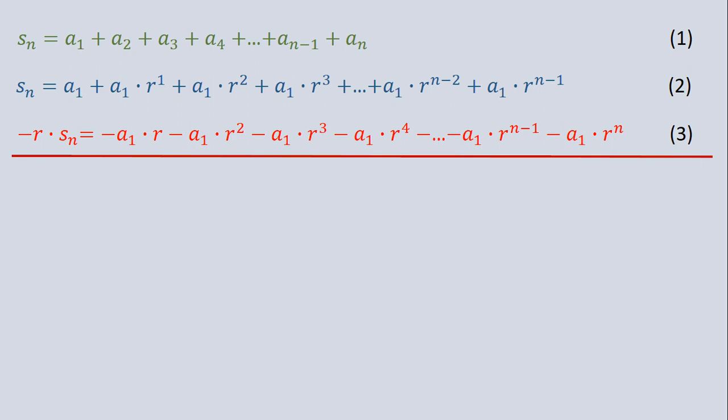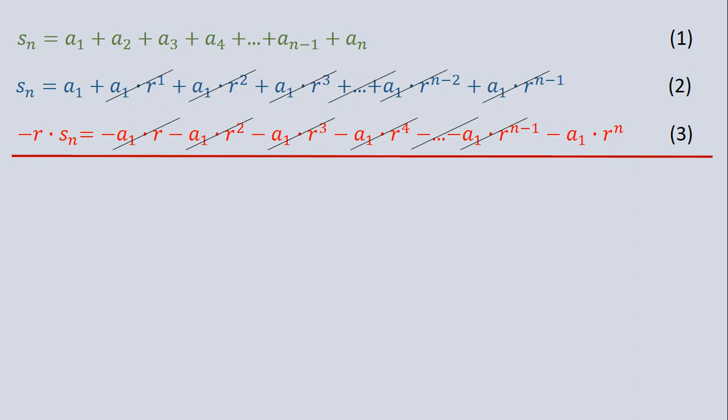Now what I would like to do is add equations 2 and 3 and combine the like terms. Well, you'll notice the second term in equation 2 cancels with the first term in equation 3. And if you look further down the line, you'll see terms continue to cancel. The third term in equation 2 will cancel with the second term in equation 3, and so on. Eventually, the last term in equation 2 cancels with the next to last term in equation 3. So the sum telescopes, where all the middle terms cancel each other out.